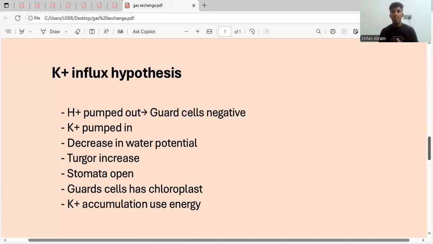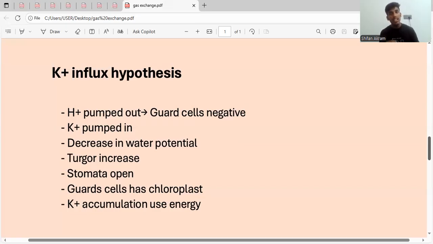During daytime, hydrogen, which is usually present inside the guard cell, is pumped out of the guard cell. When the hydrogen is pumped out, the guard cells become more negative. To balance this electrochemical gradient, potassium ions start to accumulate in the guard cell. When potassium ions accumulate in the guard cell, the water potential inside the guard cells decreases.